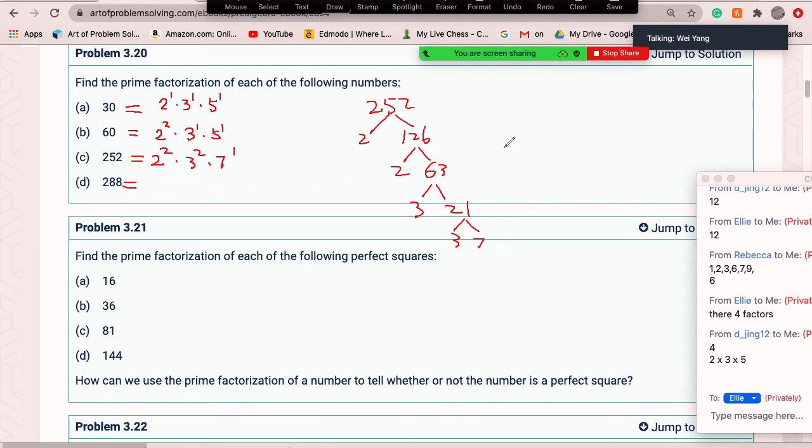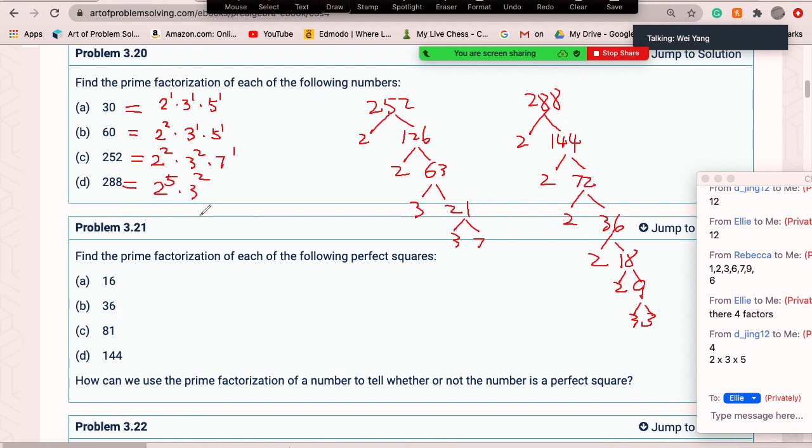288 is an even number, right? So first divisible by 2, you get 2 times 144. So continue, 72, then 2 times 36, then 18, then 2 and 9, then that's 3 and 3, right? So 1, 2, 3, 4, 5. So that's 2 power 5 times 3 power 2, right? That's it. Then now let's go to 3.21.